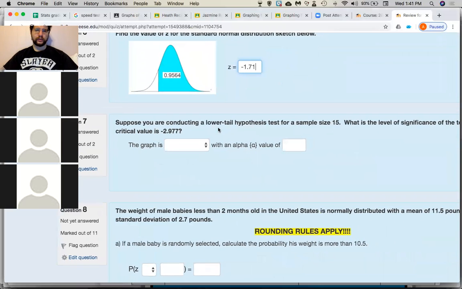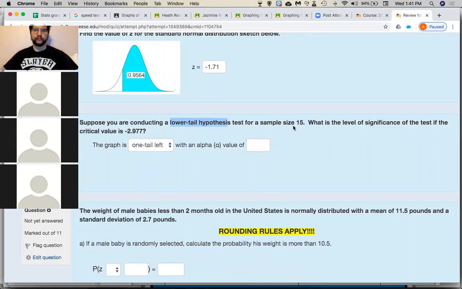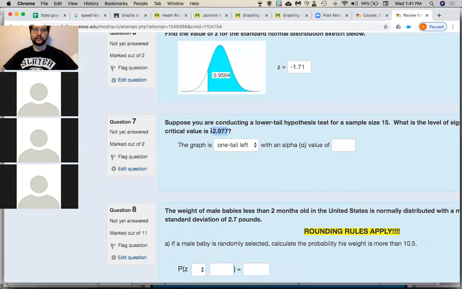All right. Suppose you're conducting the lower tail hypothesis for a sample of 15. The graph is a lower tail. That tells us right there it's a left tail. For a sample size of 15, what is the significance of the test if the critical value is this? Can everybody count? How many decimal places does this have? 1, 2, 3. Our Z critical values have 2 decimal places. Our T critical values, 3.